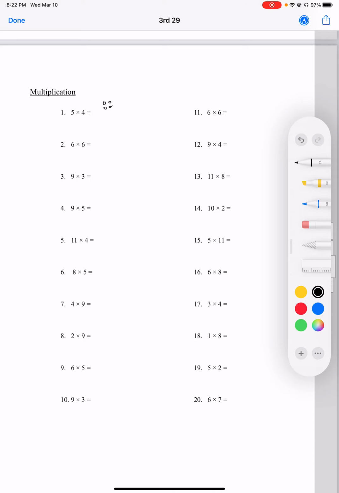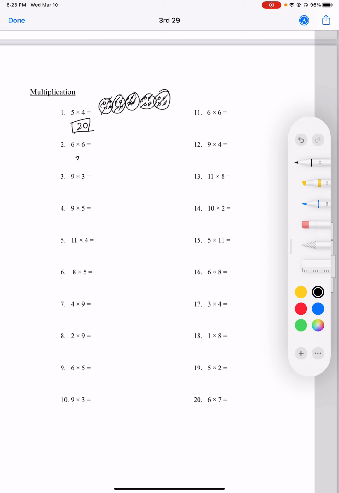1, 2, 3, 4. That's one group. 1, 2, 3, 4. One group. 1, 2, 3, 4. 1, 2, 3, 4. And 1, 2, 3, 4. Okay. So from here you count all the small circles. There's a total of 20 small circles, which means that the answer should be 20. Same goes for the rest.